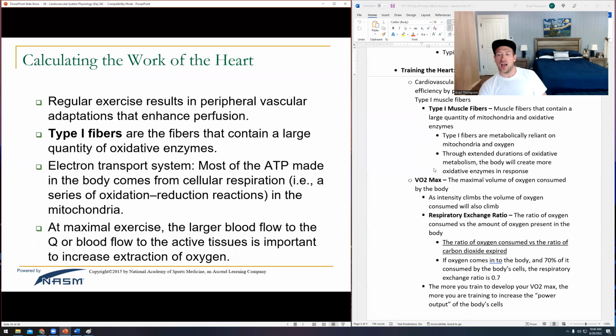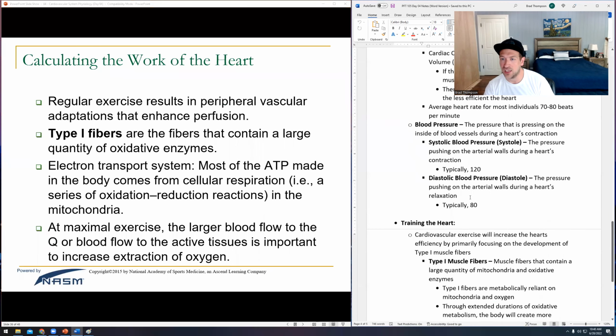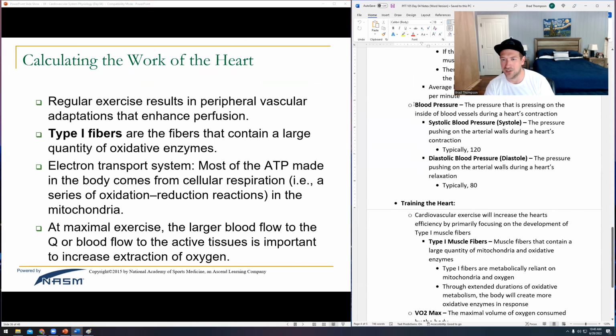Okay, so really quickly, just talking about blood pressure, because I must have put this in here because I knew people were going to ask about it. It's not actually in the PowerPoint, so I don't think you have any homework questions related to blood pressure. But blood pressure is the measurement of the pressure that's pushing on your blood vessels when your heart is either squeezing or relaxing. So we split blood pressure into two different numbers. We have your systolic number and we have your diastolic number.